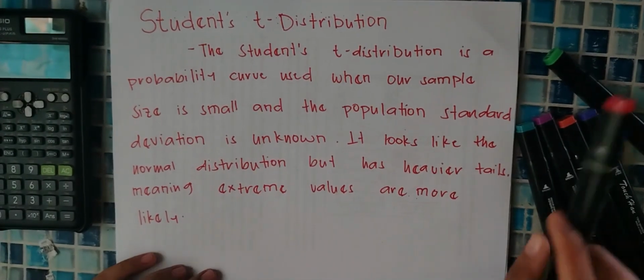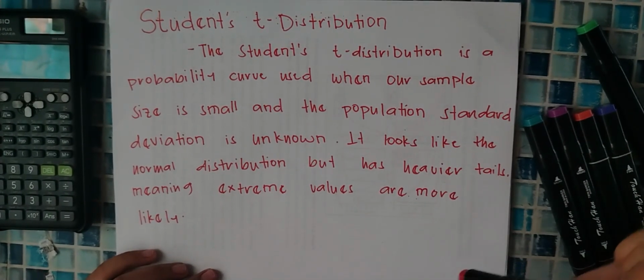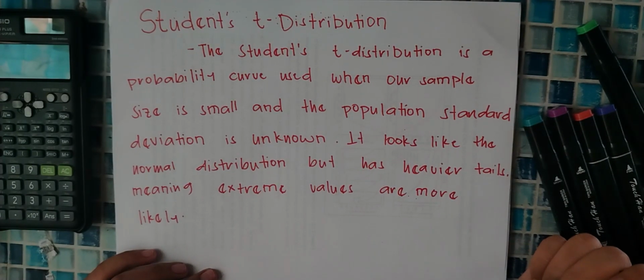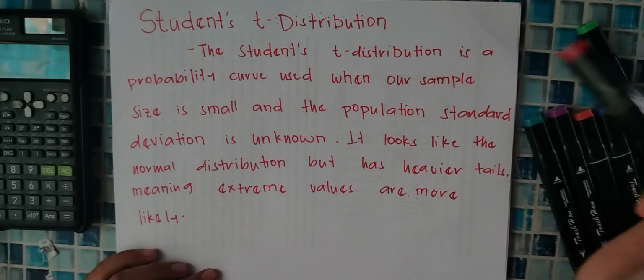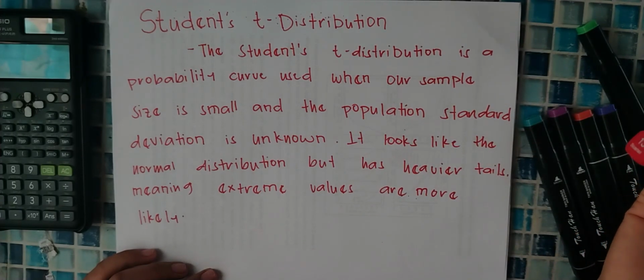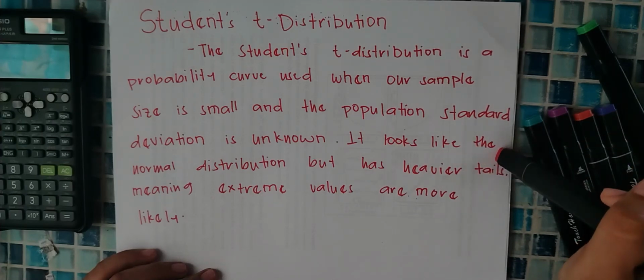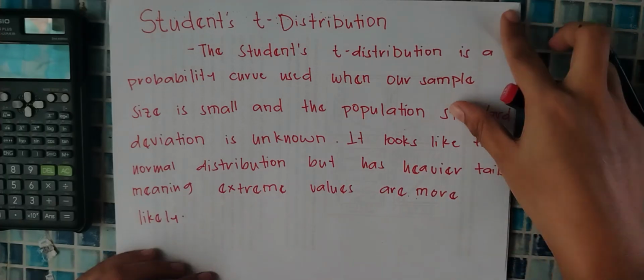So good day everyone. Today I will discuss the student T distribution, or the T distribution. Before we begin, here is the simple definition. The student T distribution is a probability curve used when our sample size is small and the population standard deviation is unknown. It looks like the normal distribution, but it has heavier tails, meaning extreme values are more likely.